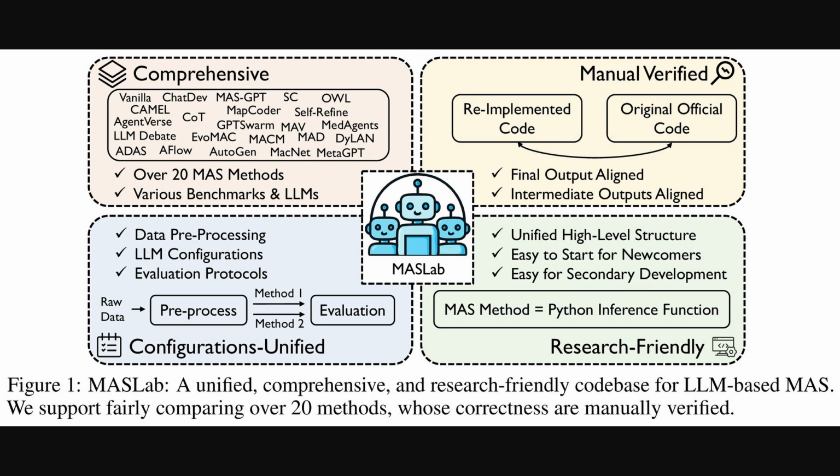Alright, and this first figure gives a really nice visual overview of what MASLab is all about. You can see it's broken down into a few key areas. It's comprehensive, meaning it includes over 20 of these multi-agent system methods. It's also manually verified, so the authors carefully checked their re-implemented code against the original official code to ensure everything matches. Critically, the whole process is unified. This means the data pre-processing, the LLM configurations, and the evaluation protocols are all standardized. And finally, it's designed to be research-friendly, with a simple structure where each method is basically a Python function, making it easy to use and build upon.